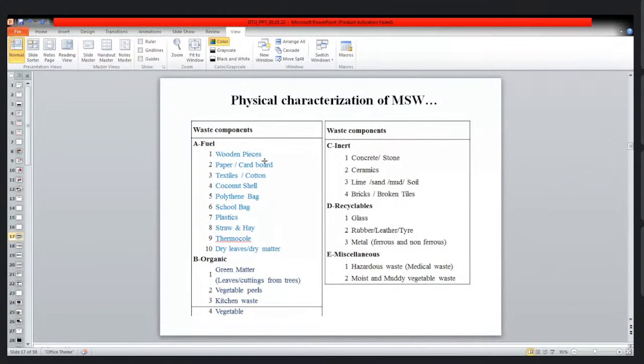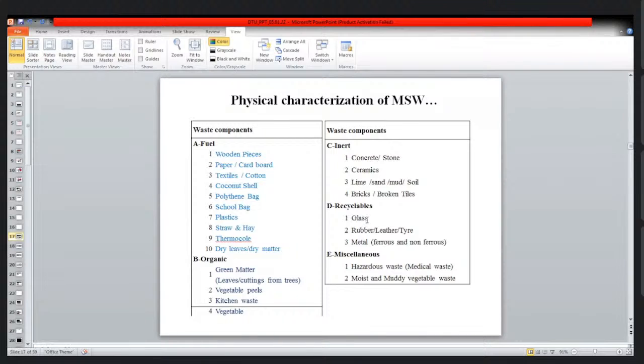In fuel: wooden pieces, paper, cardboard, textile, cotton, coconut shell, polythene bags, school bags, plastics, straw and hay, thermocol, and dry leaf or dry matter. Similarly, the green matter: leaf cuttings from trees, vegetable peels, and kitchen waste, vegetables. Inert: concrete, stone, ceramics, lime, mud, soil, brick, broken tiles, etc.